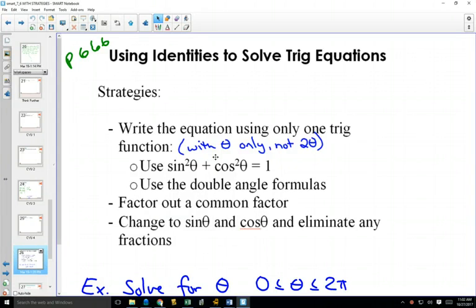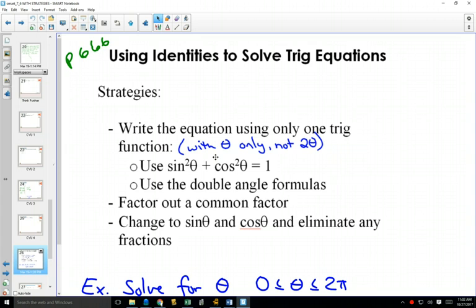What I have here is a list of strategies we're going to use. We're going to see these strategies in examples, and it'll help make sense of them all. But some of these strategies we've already seen. So the first strategy, writing the equation using only one trig function and using sine squared plus cos squared equals 1, we've had this on quizzes already, right?